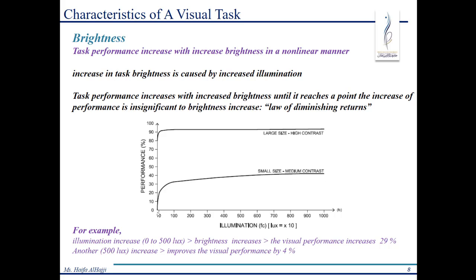For example, if I had 0 lux, I won't see the task. If I increase it from 0, this is in foot candle. If I increase it up to 10 foot candle, see the performance will increase by 20%. 10 foot candle, which corresponds to 100 lux. If I increase it up to 50 foot candle, which is 500 lux here, it is going to still be linearly increasing.